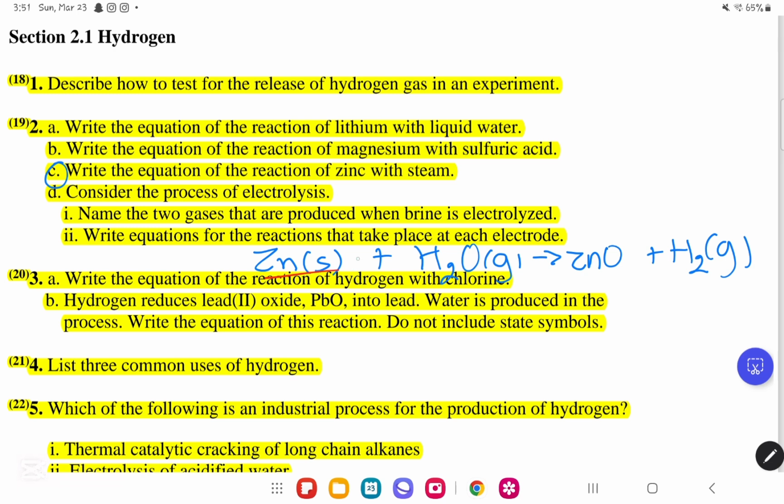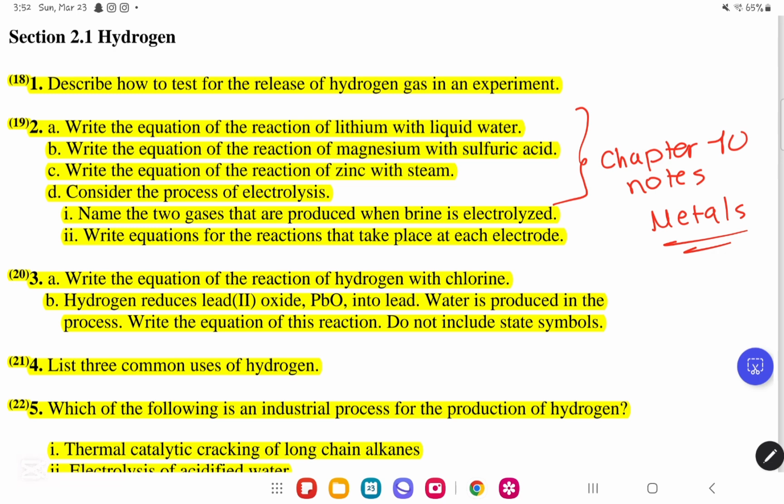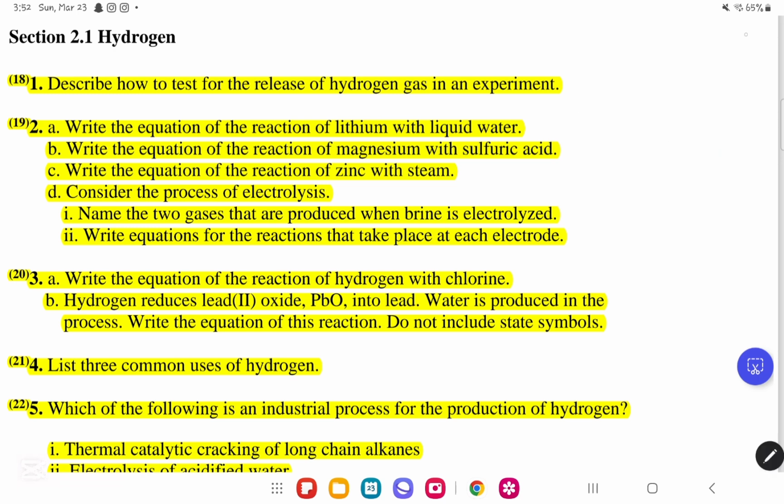So zinc, Zn, the metal, will react with H2O, steam, to produce what? To produce zinc oxide, a metal oxide, which is a solid, in addition to hydrogen gas. Now, we would have learned all of these in what? In chapter 10 notes, which is about the metals. So keep in mind that we will learn about these in chapter 10 notes, which is the metals. Okay, so now we move on to part D.